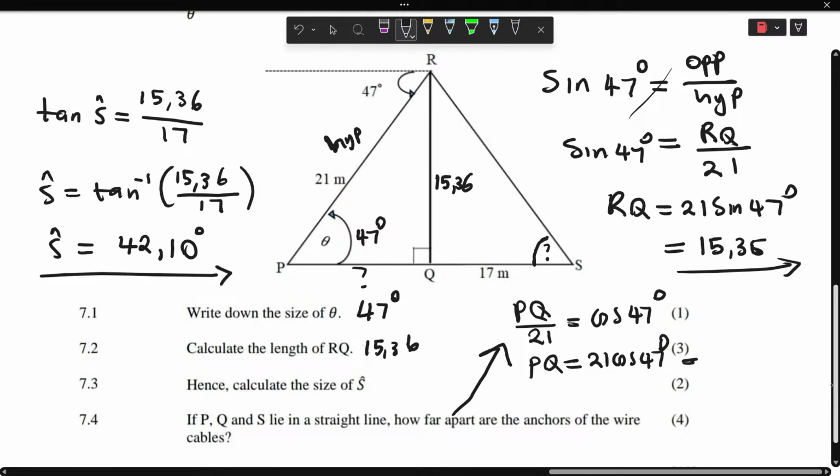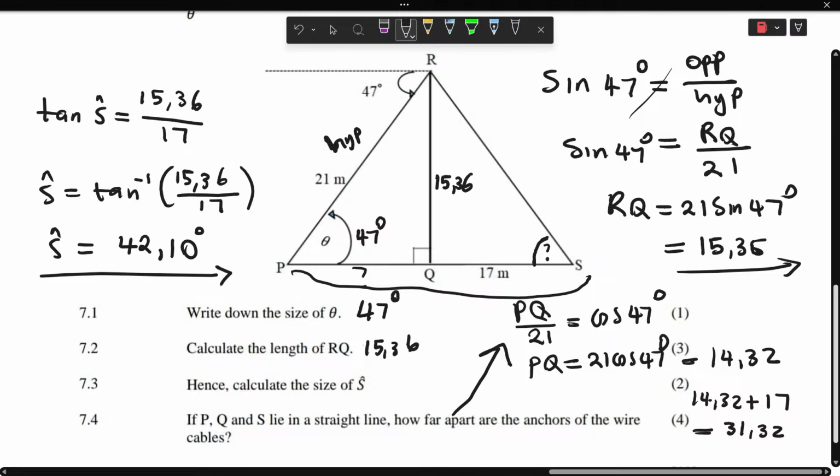So PQ is 14.32. And then the question is asking about the distance between these, so that's when you add. So you're going to say 14.32 plus 17. Let's try to add them. 17 plus 14.32, so we're going to get 31.32. They are apart by 31.32.